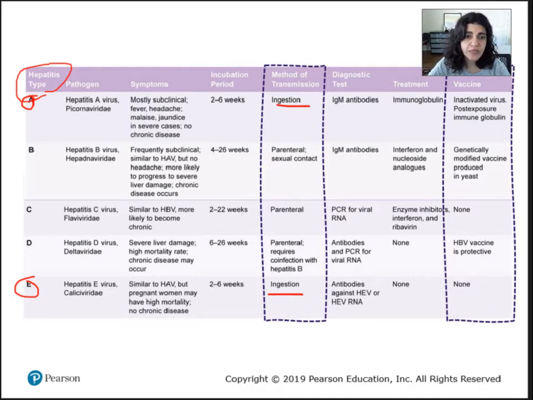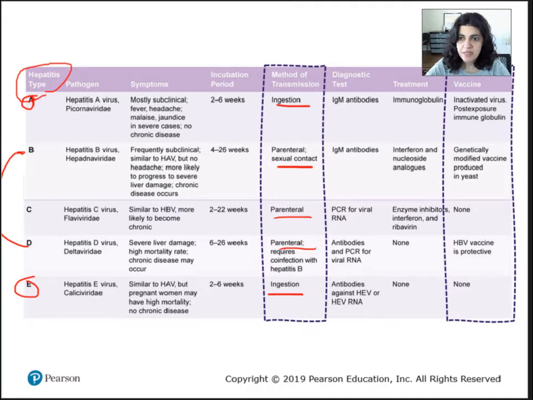Symptoms usually show as fever, headache, malaise, and jaundice in severe cases, and there's no chronic disease for A or E, okay? In E, you also have pregnant women with high mortality. And then you have B, which is sexual contact, and C, which is parenteral, and D, which is parenteral, okay? And it requires co-infection with B. So D only happens if you already had B. And B can also be parenteral. I forgot to mention that.